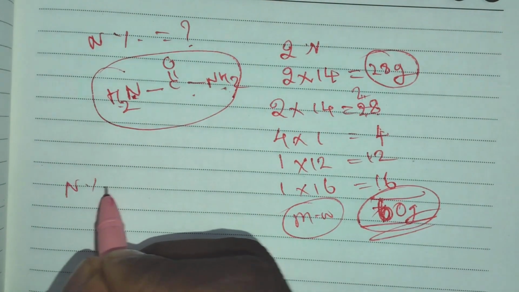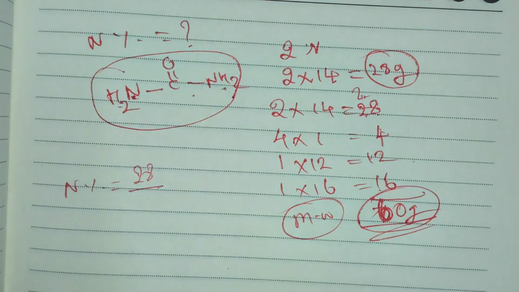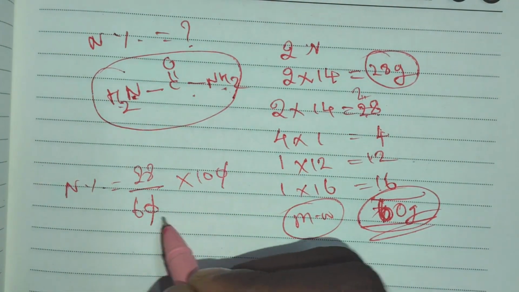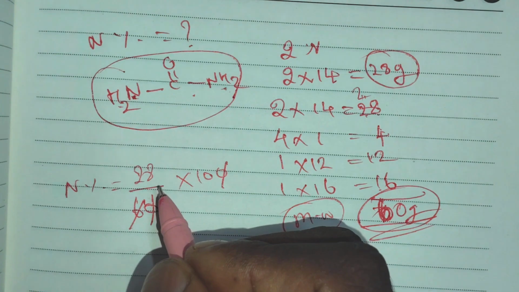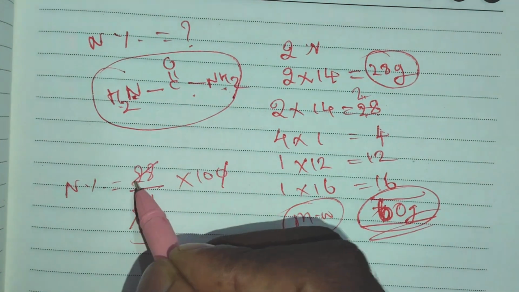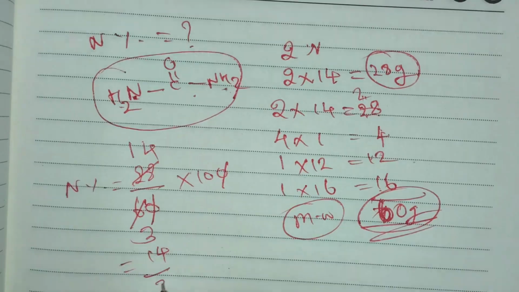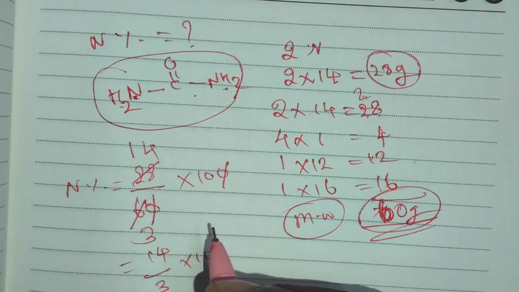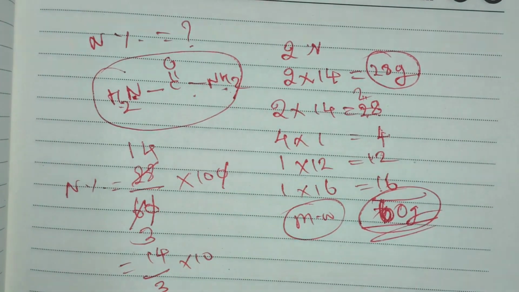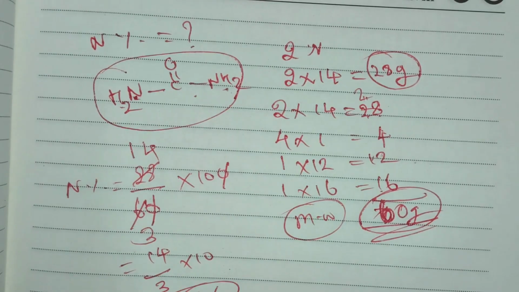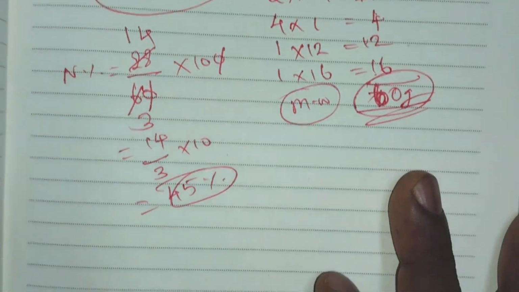So we can now find the nitrogen percentage. Here it is 28 divided by 60 into 100. The zero is cancelled out, so 14 divided by 3 into 10, and we get an answer of around 45. So there is around 45 percent of nitrogen present.